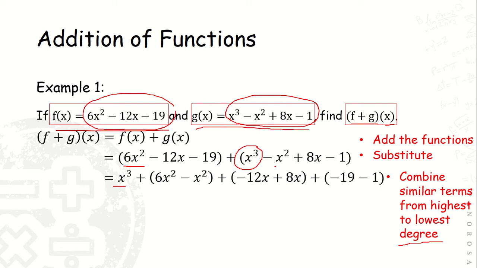positive times negative, we have x squared. So we have 6x squared minus x squared. Positive times negative, that is negative. And then plus, we have negative 12x. Positive times positive, so that is positive, and then copy 8x. Plus negative 19, and then we have positive times negative, and that is negative 1.